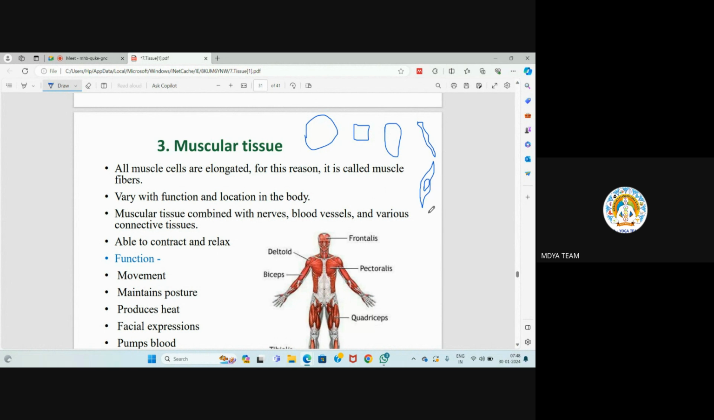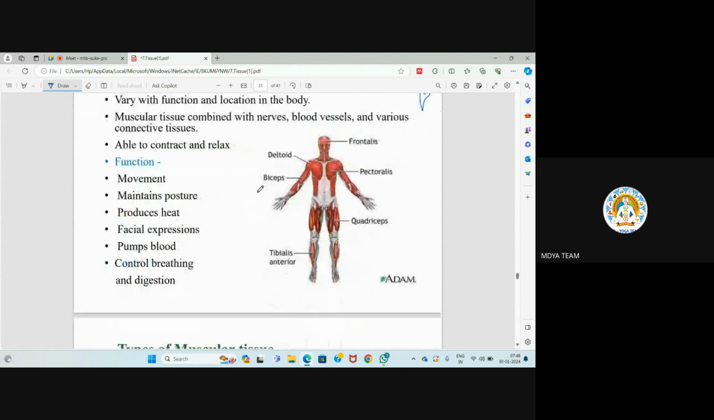So, functions of muscle tissue are movement, maintain posture, produces heat, a very important one, and facial expressions. At the time of taking a selfie on your cell phone, we are giving various kinds of expressions, and that is done by our facial muscles. It also pumps blood. Which muscle? Cardiac muscle. The heart is pumping the blood, right? So the heart is made up of cardiac muscle.